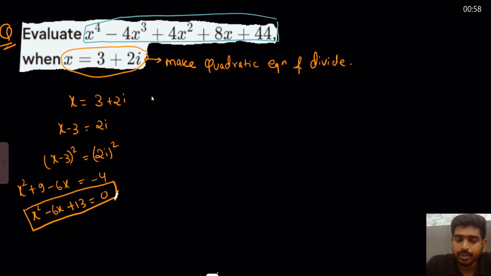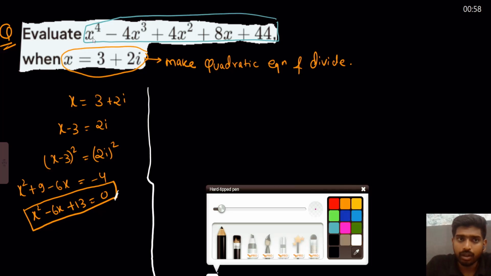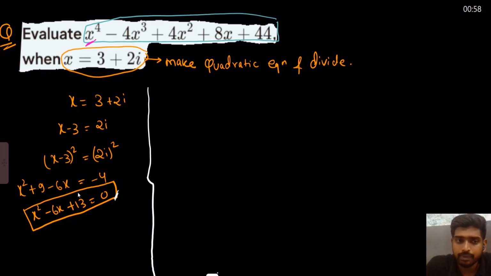So now check. You can use the long division method also to divide, or you can divide by the method which I am teaching you. See, I want x power 4, right? So tell me how much we should multiply in this. I'll multiply this quadratic expression with x square. So what I'll get? x square minus 6x plus 13.